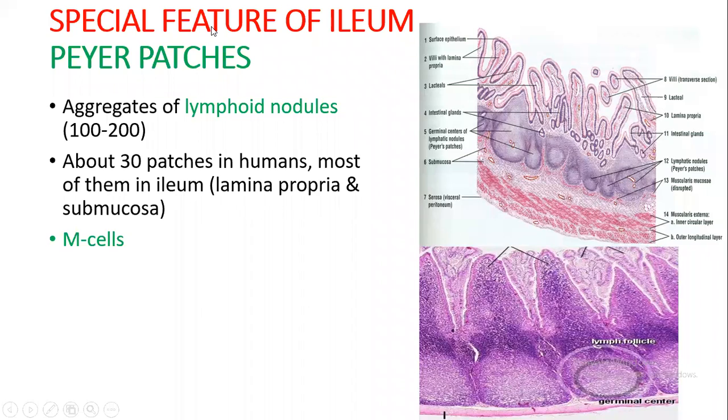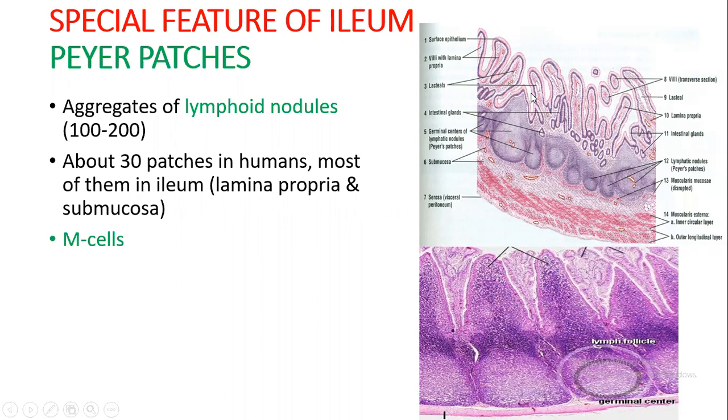Ileum. You identify ileum by the presence of these lymphoid nodules, and these are known as Peyer's patches. Lymphoid nodules can be seen. They extend up to the submucosa and they are known as Peyer's patches. Villi, the shape of the villi is different.